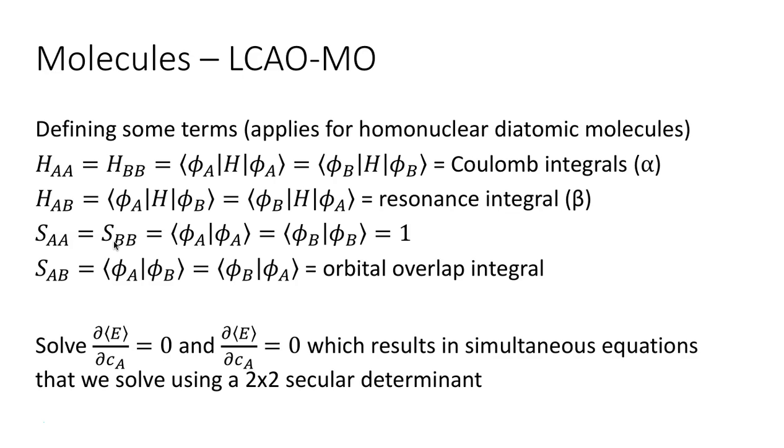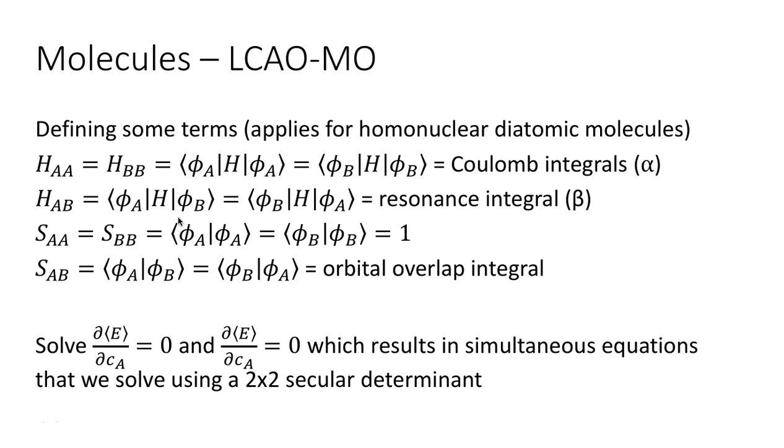So if you put the 1s orbital and 1s orbital on the same hydrogen atom, you evaluate that integral over all space, or the 1s orbital on the B hydrogen atom, evaluate over all space, you always get 1, because those are normalized. We've already shown that.